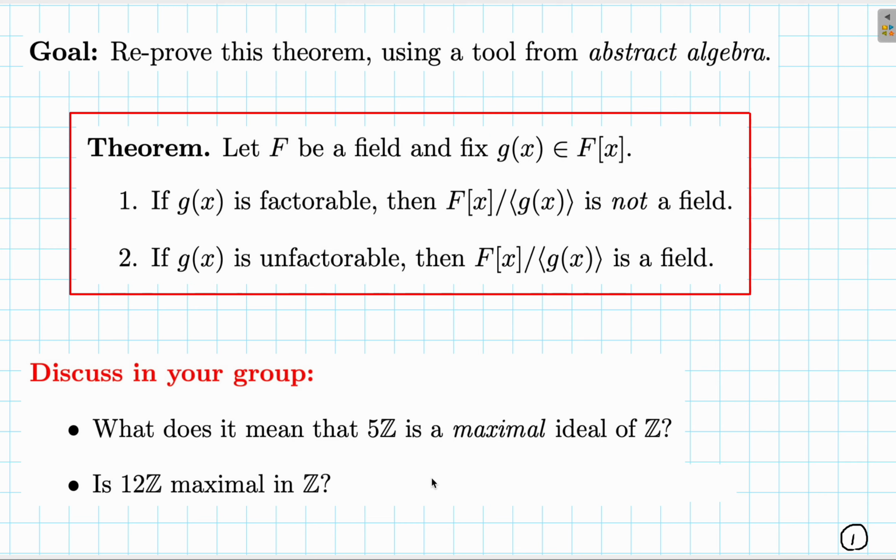To recall what a maximal ideal is, let's start with 12Z, which is not maximal. And that's because we can find another ideal, say 4Z, that is strictly between 12Z and Z. In other words, 4Z fits in between 12Z and Z, but it is not equal to either one of them. Now, this isn't possible with 5Z. In other words, there is no ideal that's strictly between 5Z and Z, and that's why we say that 5Z is a maximal ideal of Z.